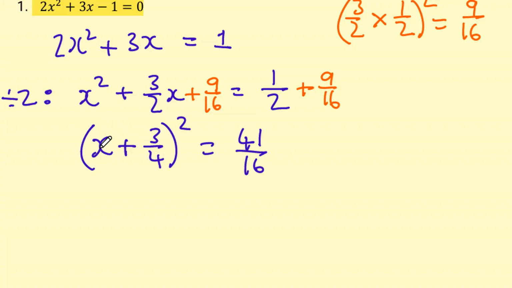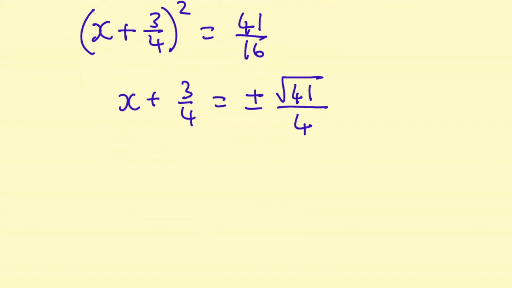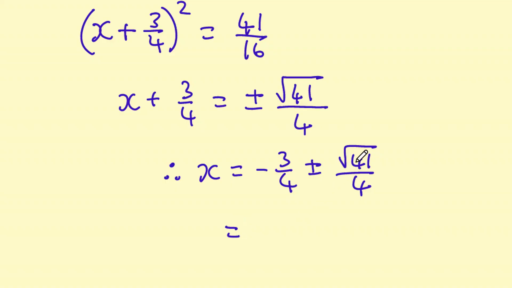Now we want to isolate x on the left-hand side. We can first get rid of the square here on the left-hand side by taking the square root on the right-hand side. The square root of 16 is 4, and in the numerator on the right-hand side, we have the square root of 41. We'll only round off the final answer. Now we can move the 3/4 to the right-hand side and isolate x. We can write the right-hand side with one denominator of 4.